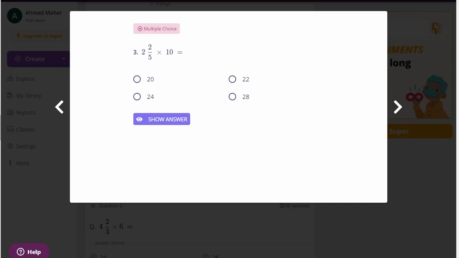Muhammad Raed. Here. Go ahead. 2/50 multiply 10. 5 multiply 2 equals 10. 10 plus 2 equals 12/50. So 12/50 multiply 10 equals 120 fifths.